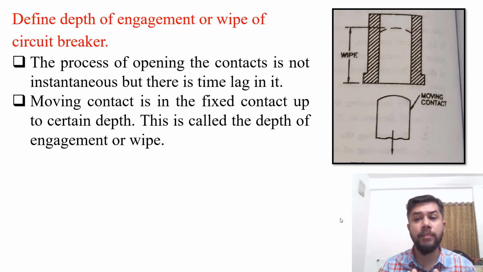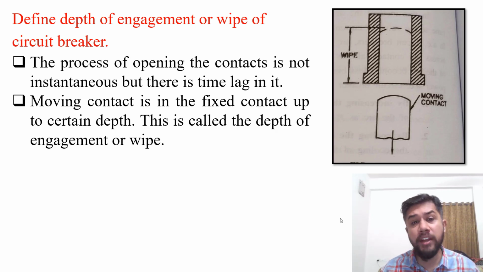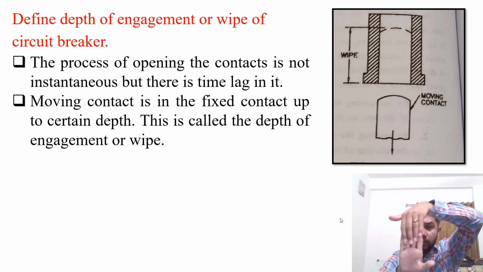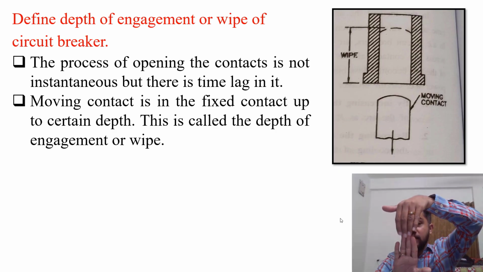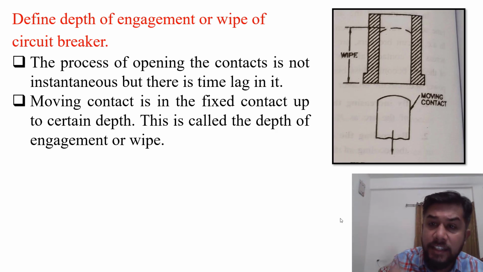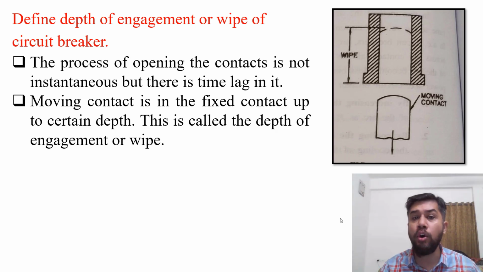Define depth of engagement or wipe of a circuit breaker. The process of opening the contacts is not instantaneous, but there is a time lag in it. Moving contacts are generally inserted to a certain depth in a fixed contact. So whenever the coil is energized, the contacts are separated. The depth up to which these moving contacts are inserted into a fixed contact is called the depth of engagement or wipe.